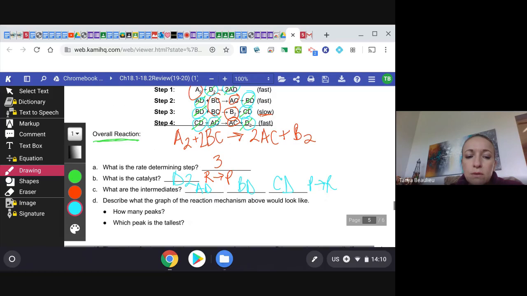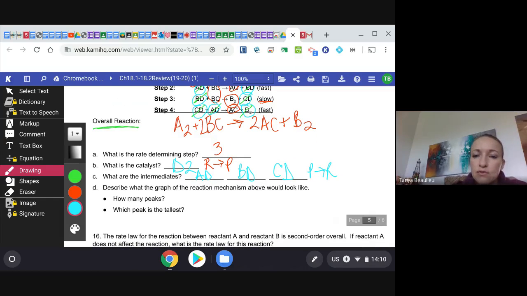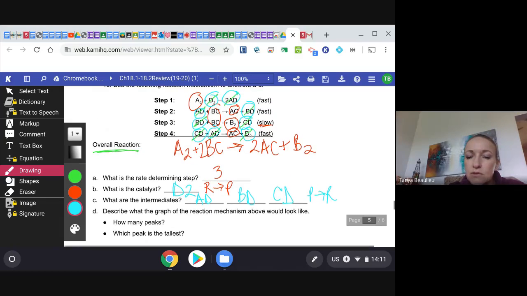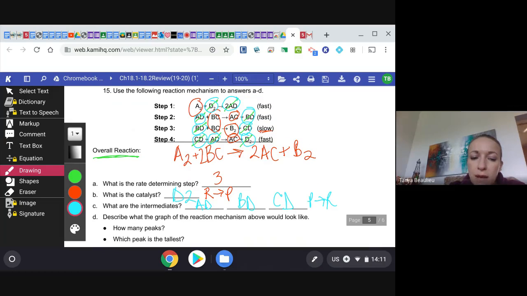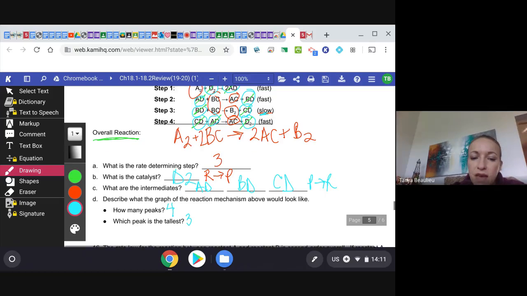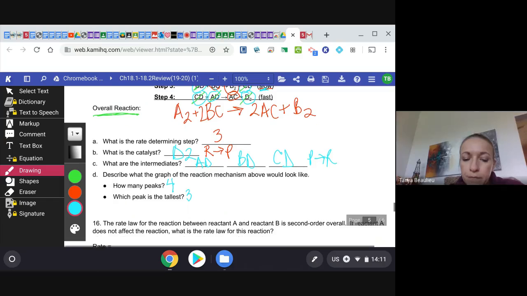Now, normally for question D, I have you draw an energy diagram for me, but because of our limitations with paper and all that kind of stuff, I just had you describe it. So it says, how many peaks would this graph have? Well, you had 4 steps, so it would have 4 peaks. And our tallest peak is going to be our rate determining step, which is step 3, because that was our slow step. That would have the highest activation energy there.